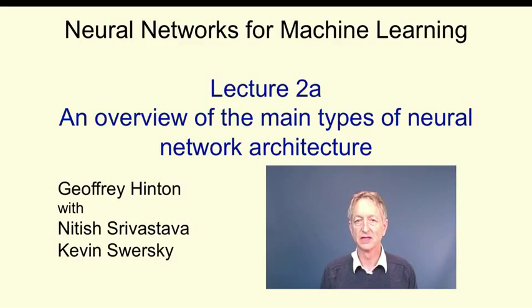In this video, I'm going to describe various kinds of architectures for neural networks. What I mean by an architecture is the way in which the neurons are connected together. By far the commonest type of architecture in practical applications is a feed-forward neural network, where the information comes in at the input units and flows in one direction through hidden layers until it reaches the output units.